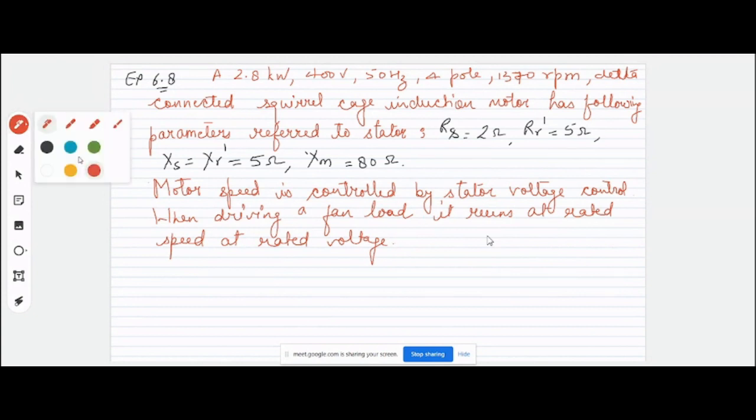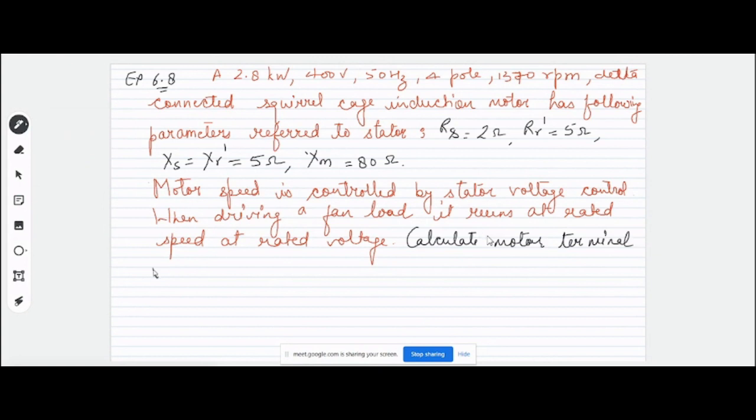What we have to calculate is the motor terminal voltage, current and torque at 1200 rpm, right? Suppose this is the case.